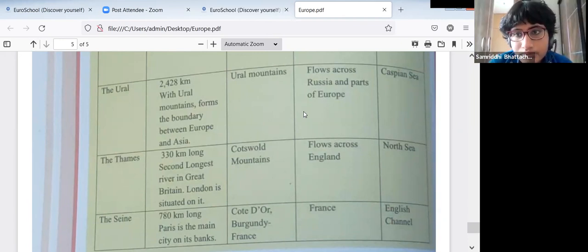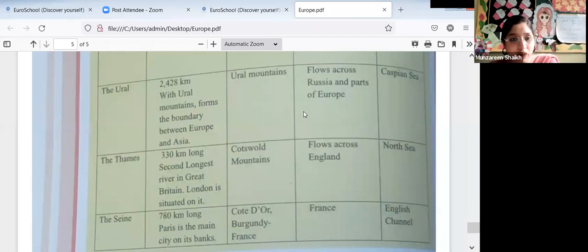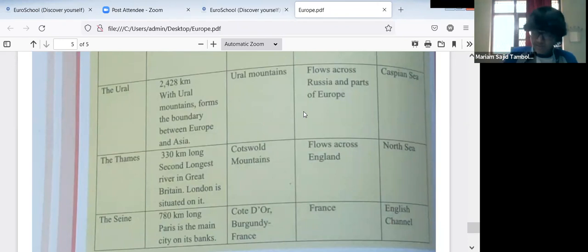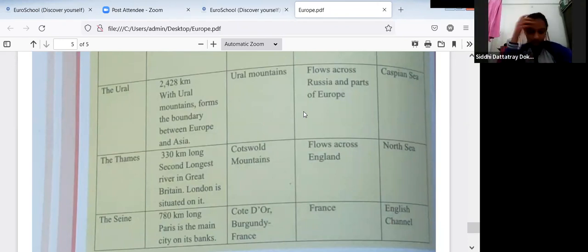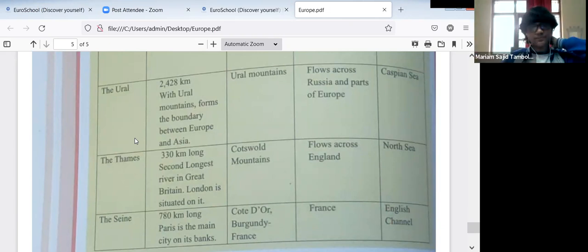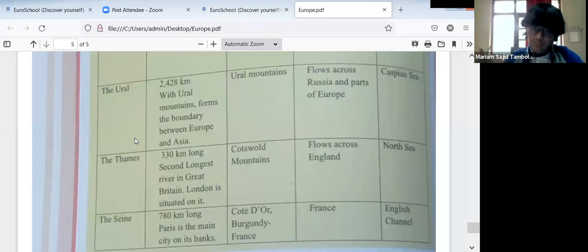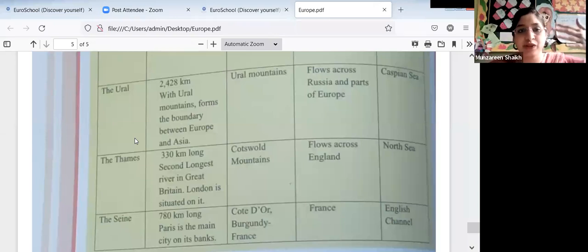Next river. Ma'am, the Ural. River Ural. Now the length of this particular river is 2,428 kilometers. The Ural Mountains form the boundary between Europe and Asia. We just studied about the Ural Mountains also. It forms the boundary between Europe and Asia. Next, what is the source? Ural Mountains. Through the Ural Mountains this river flows, which is the Ural River.